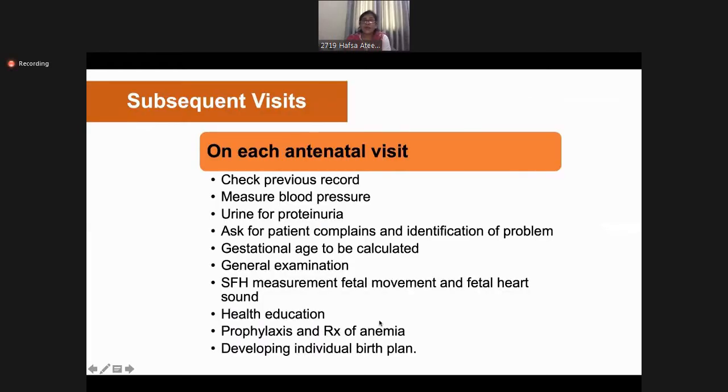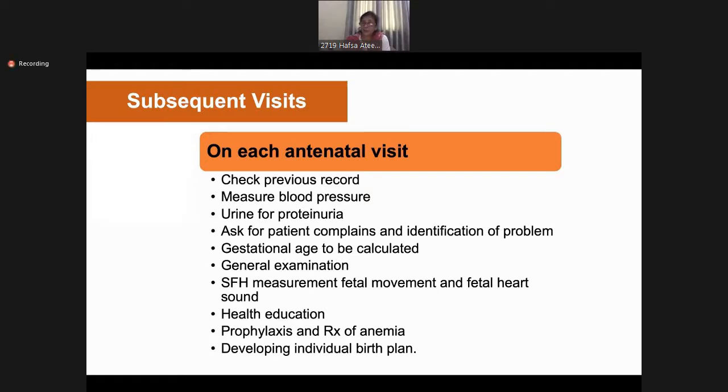Now, what are you going to do at each antenatal visit? On each antenatal visit, check the obstetrical record, which is important. Measure the blood pressure, and check for proteinuria with the urine dipstick method. Ask the patient for any complaints and identify problems. Gestational age should be calculated at each visit. For example, if she came at 26 weeks of pregnancy and she is again coming after 1 month, calculate with the last menstrual period and the expected date of delivery that she must be around 32 weeks of pregnancy right now. So calculate the gestational age.